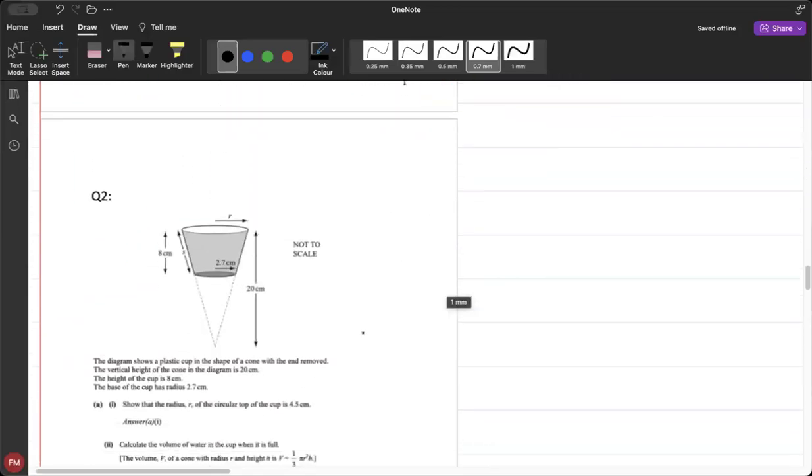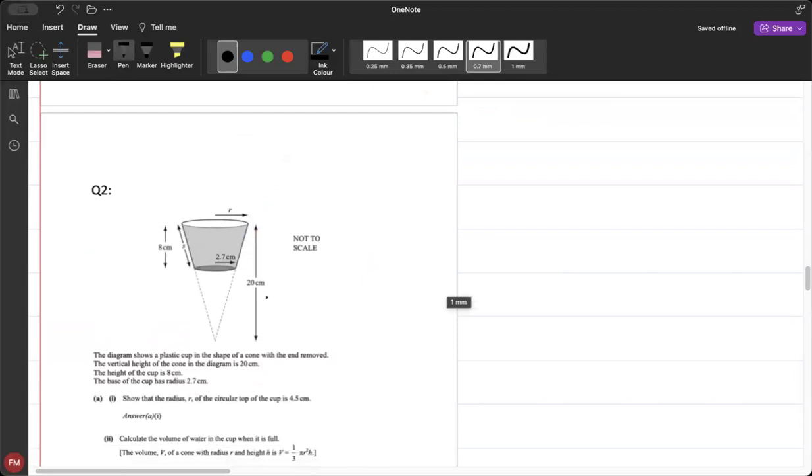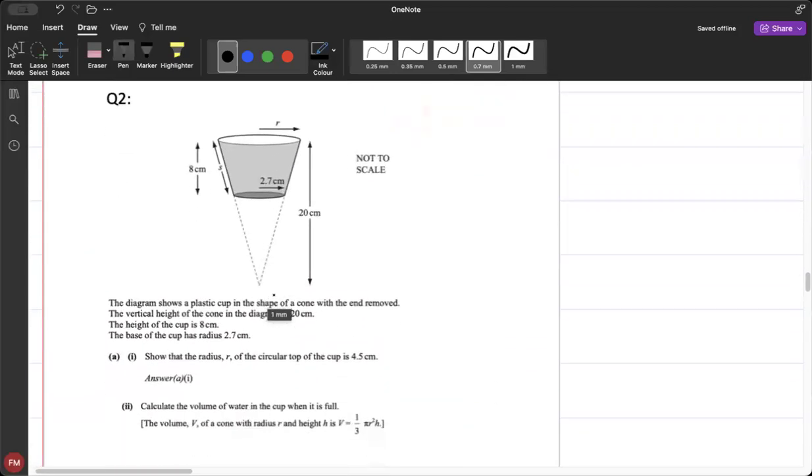Now let's move on to another question. This question says, the diagram shows a plastic cup in the shape of a cone. Again, what's the volume of the cone? It's again given in the formula sheet as well. And they've already stated this. Again, this is an old past paper. That's the reason why they have stated this in the question. In your exam, this would never be the case. I'm talking about the actual CIE exam.